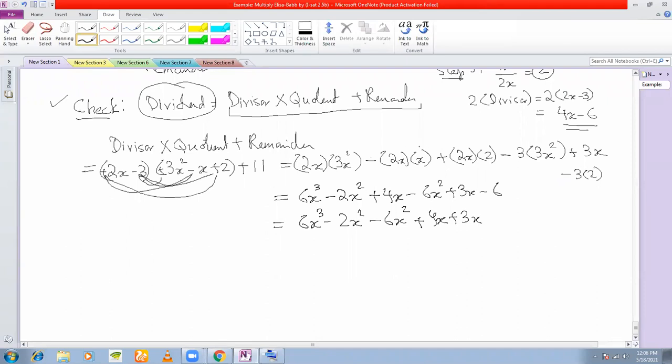Yes, I have missed out a 2x into 2 here. See, 2x I have multiplied by this, 2x I have not multiplied by this. So additionally here, I have missed out a step, that is plus 2x into 2. Okay, so I'll just include this here. Here I have a plus 4x. Okay, so I'll include this here.